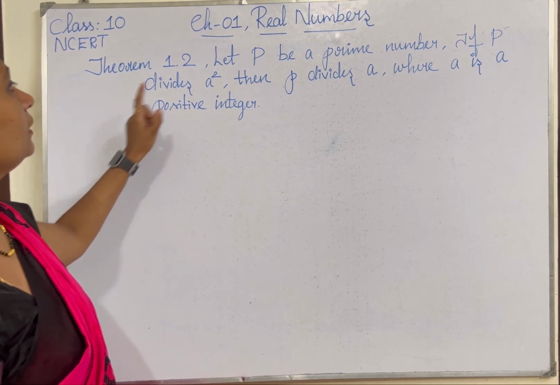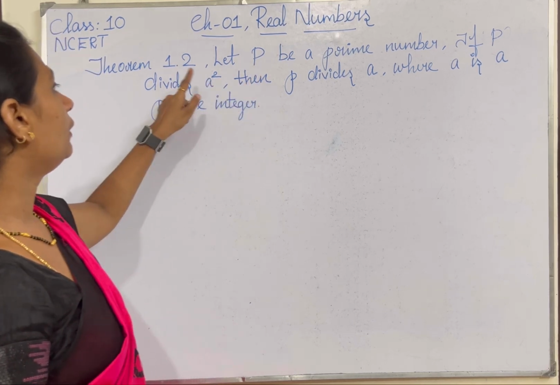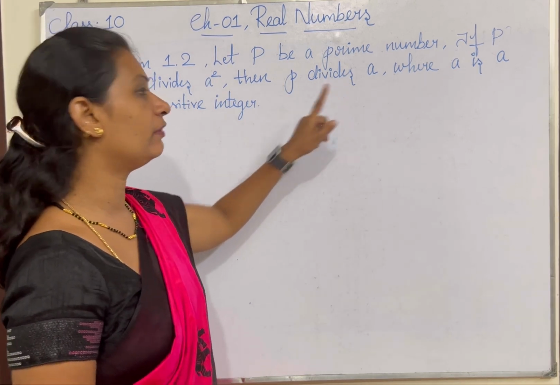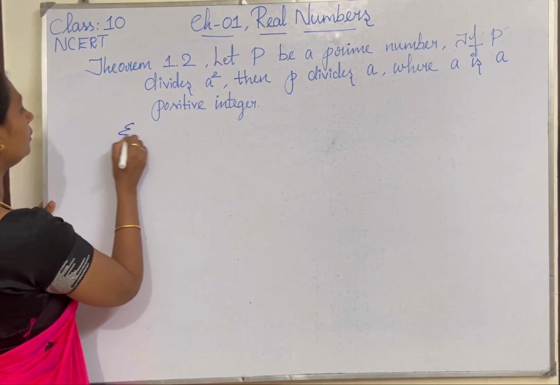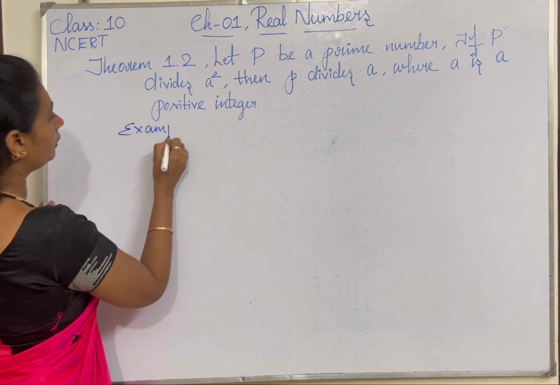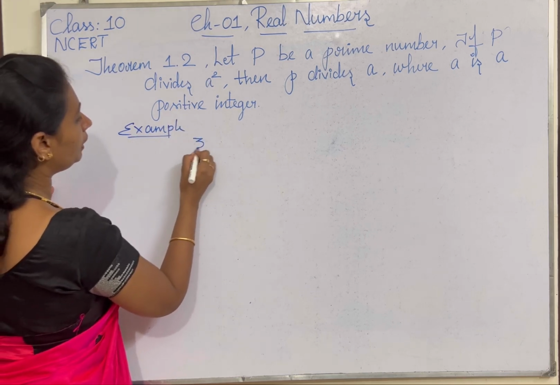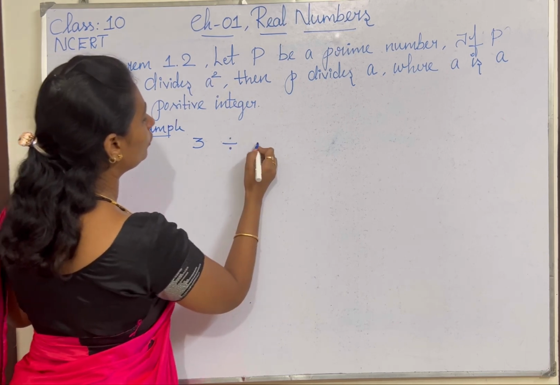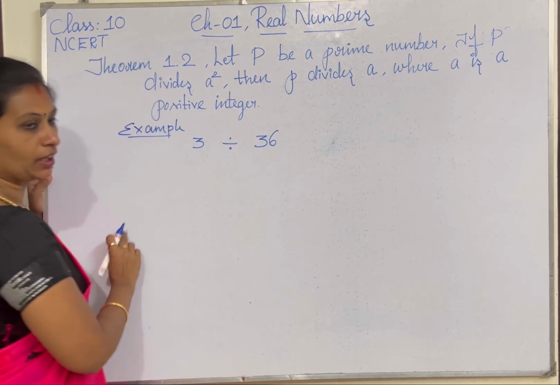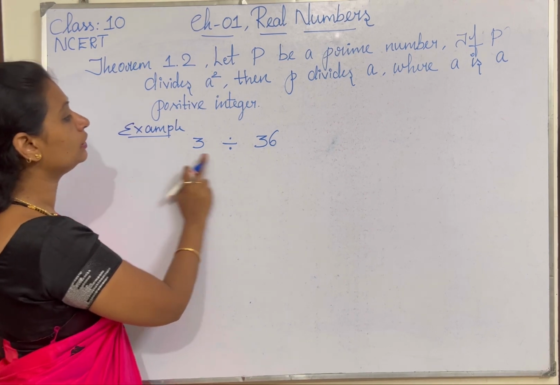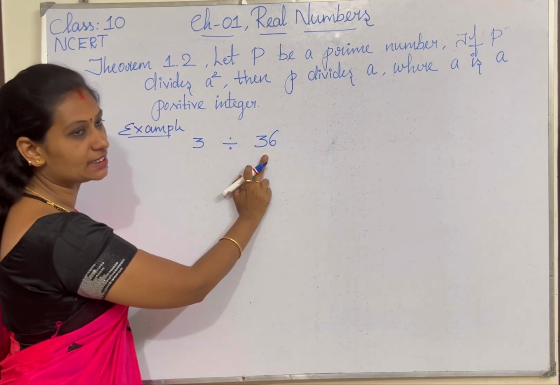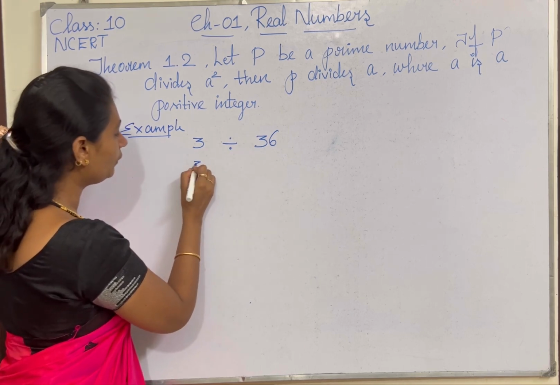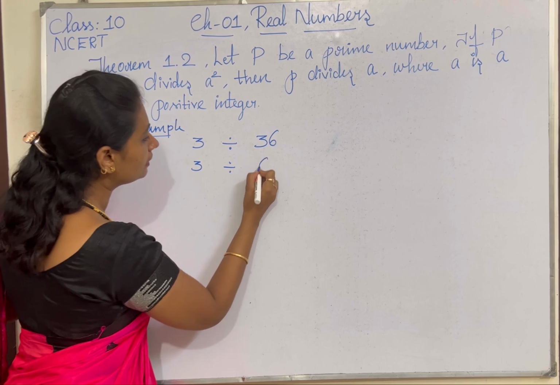It is given that we have a prime number P. If a prime number P divides a square, then P also divides a. So I am going to consider an example. Let 3 be a prime number. If 3 divides a square number 36, we know that 3 is a prime number and 36 is a square number. 6 sixes are 36. If 3 divides 36, it is obvious that 3 divides 6.